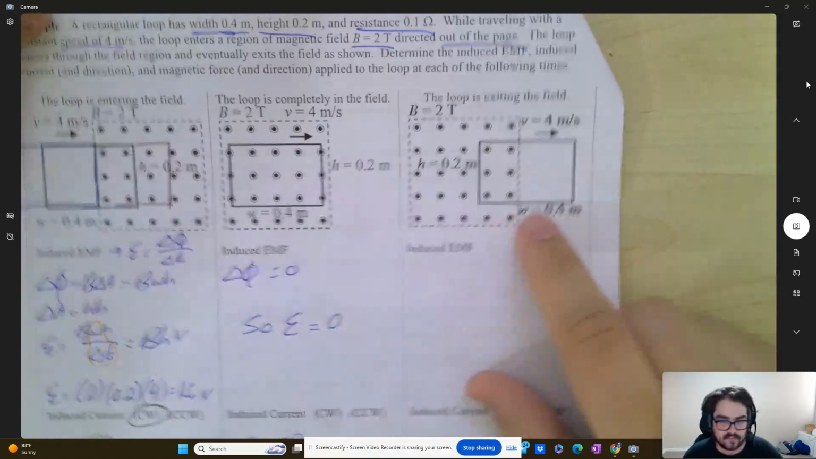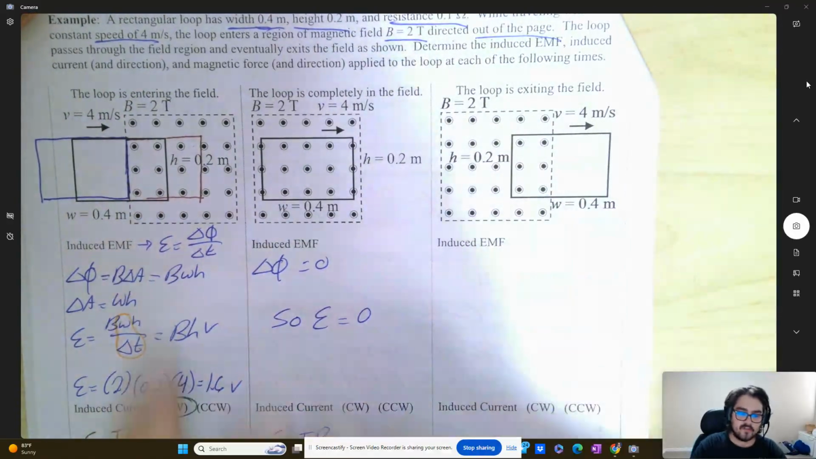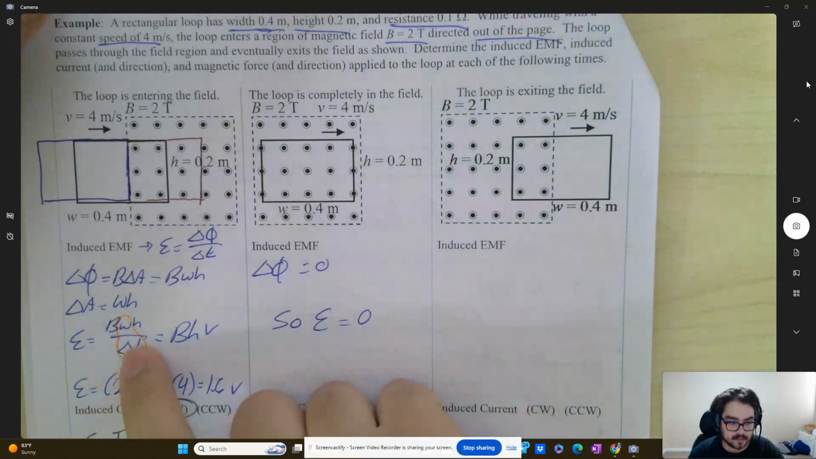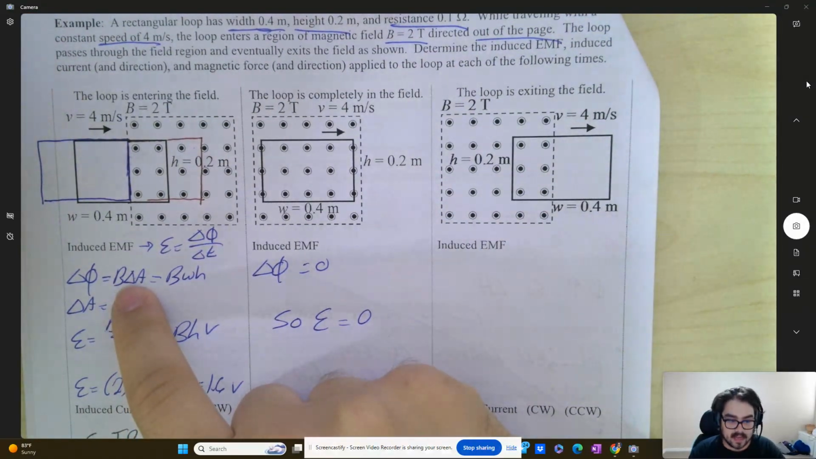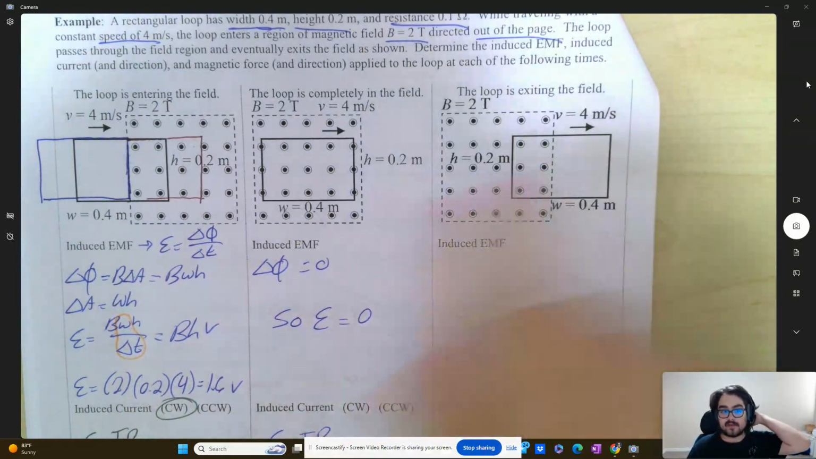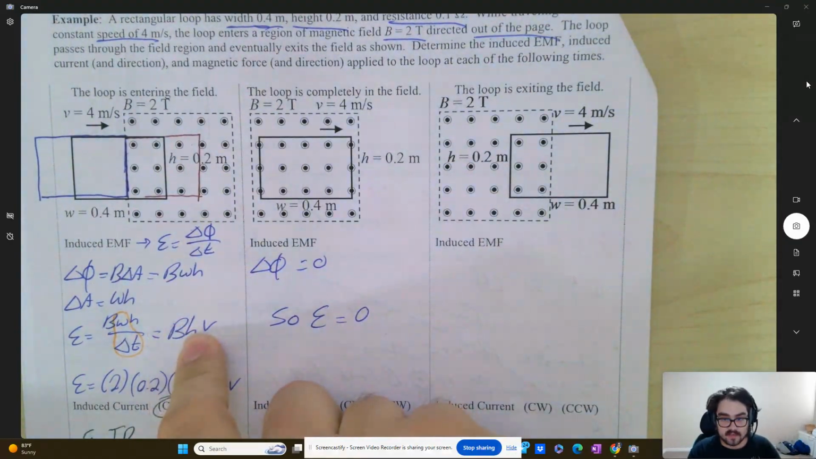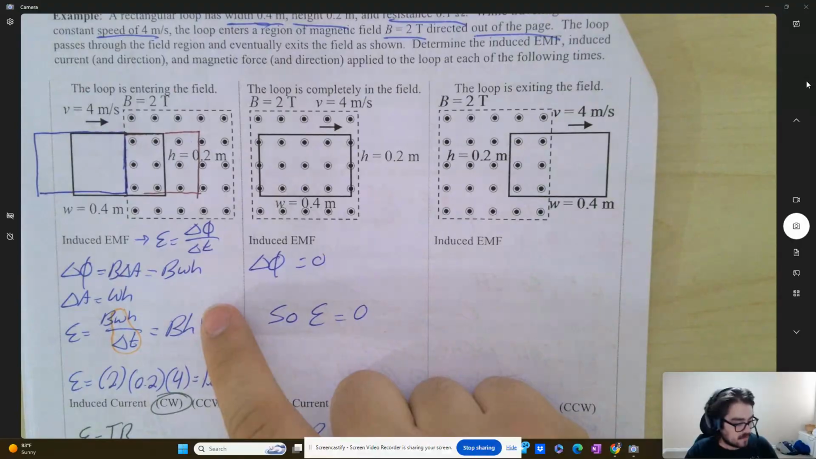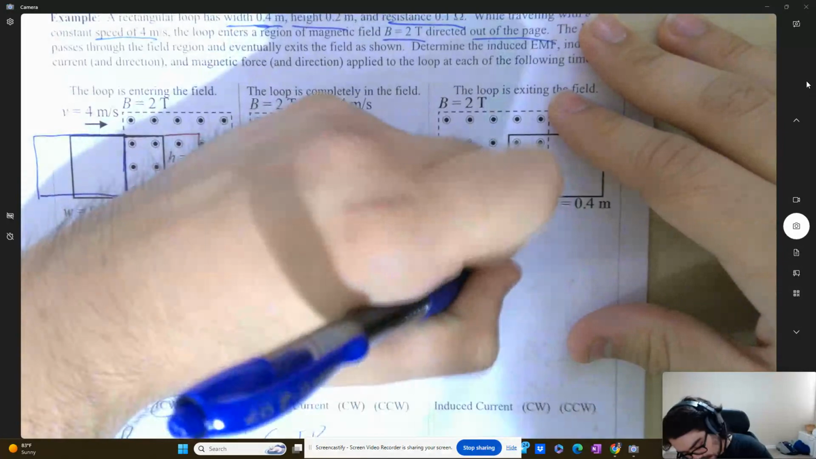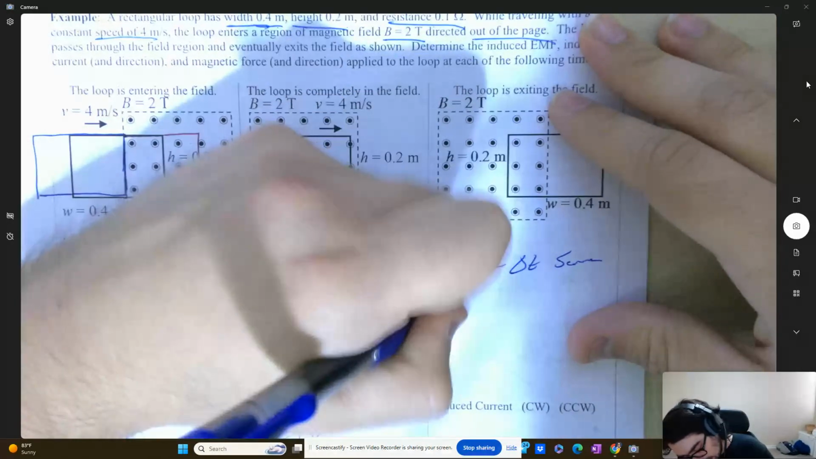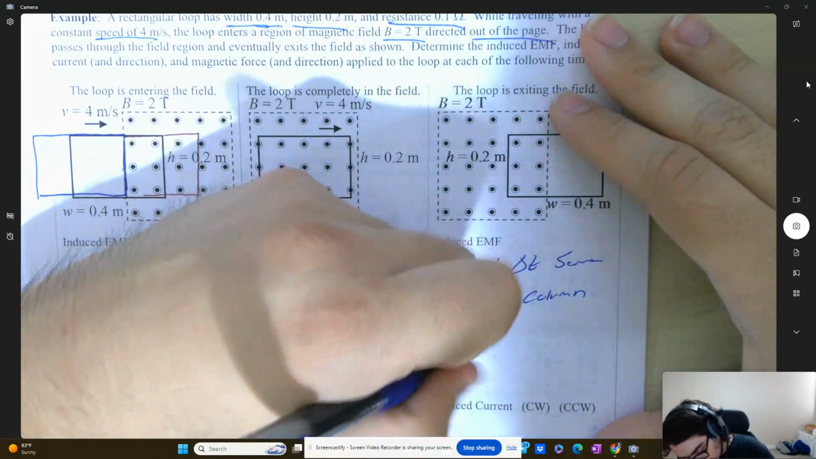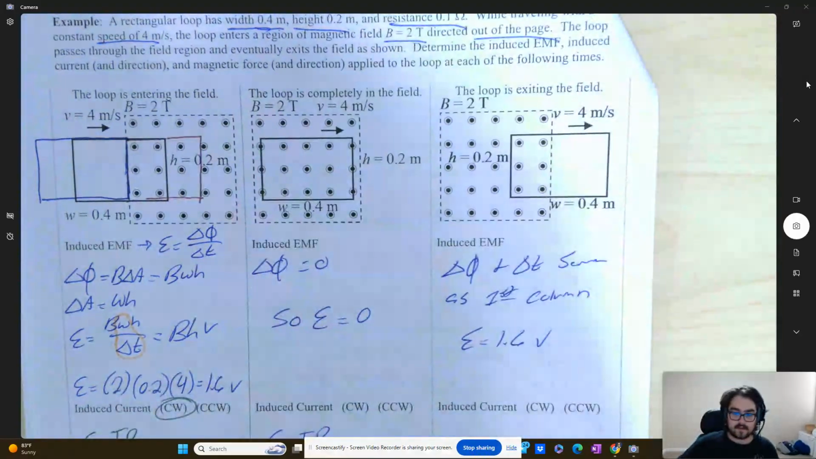As the loop exits the field, everything that we just solved is very similar. It's just now some of it gets a little bit flipped. Guess what? B times delta A is the exact same for exiting the field as it was entering the field. All of these things are the same for exiting as entering. So the EMF is actually going to be the same. Flux and delta T, same as the first column. So epsilon would also be equal to 1.6 volts.